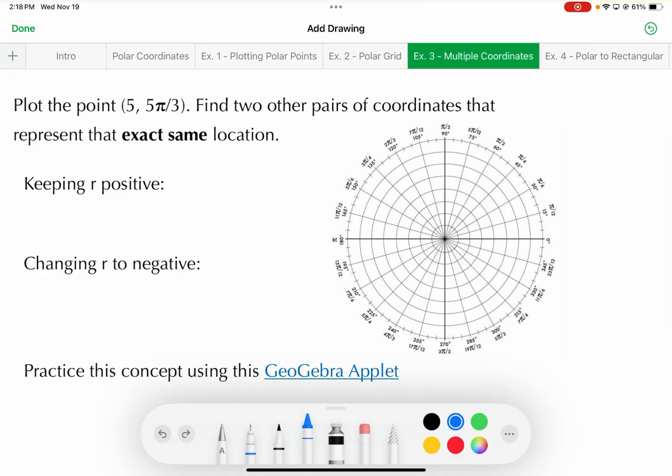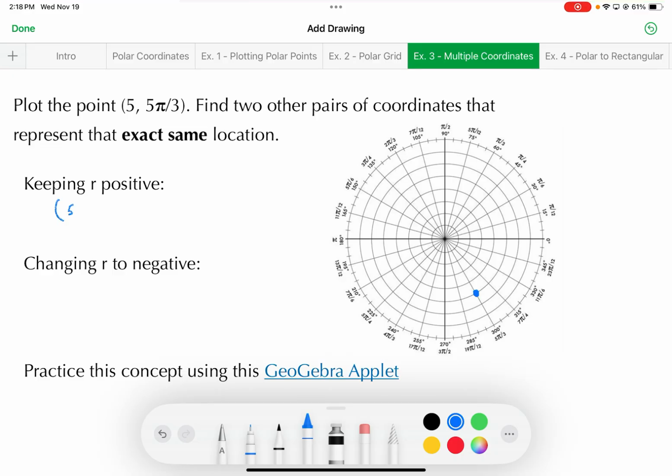So 5 pi over 3 is 300 degrees. That puts you in the 4th quadrant. We're going to move to the 5th circle: 1, 2, 3, 4, 5. So right there's the point we're working with.